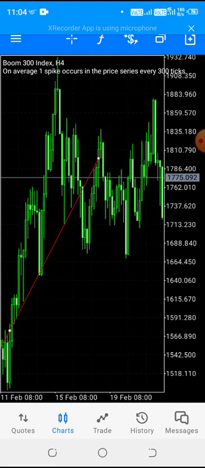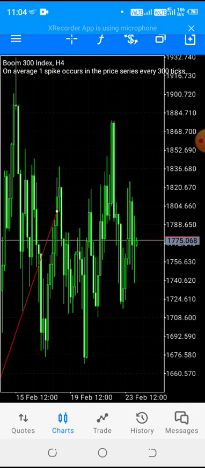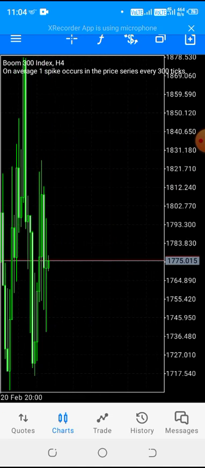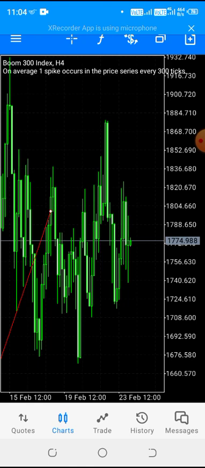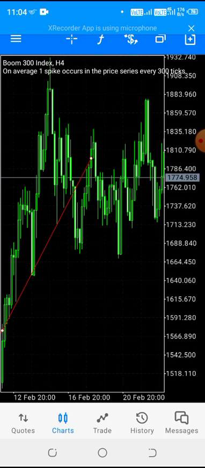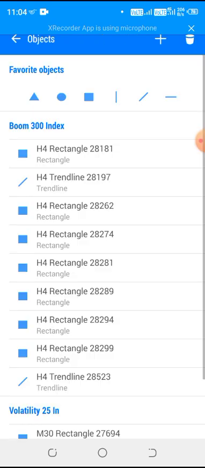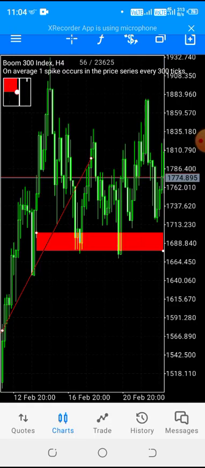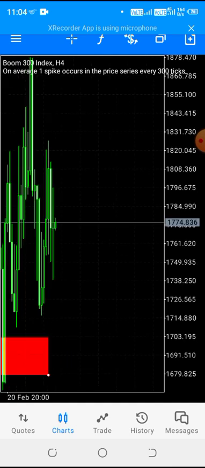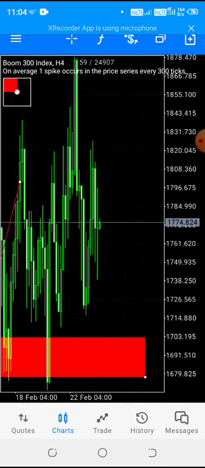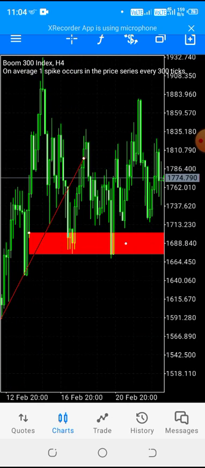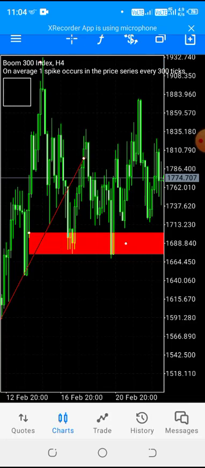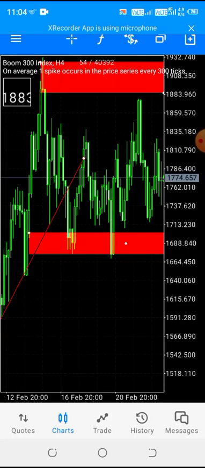Now when it comes to entry, now we have seen, like now where the market is, it is ranging. It is ranging between here and here, between this level and this level. The reason the market has come to this level is because of this order block there.